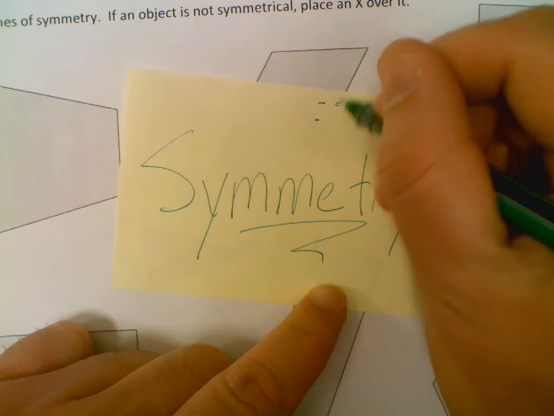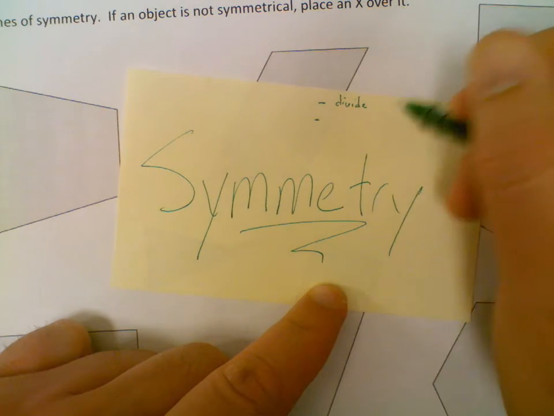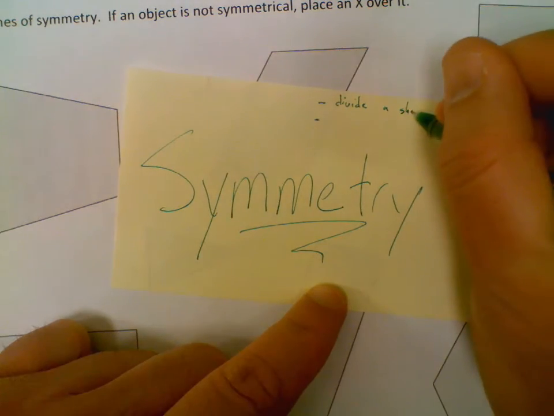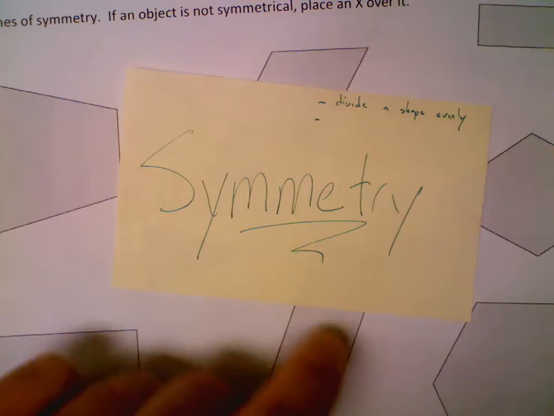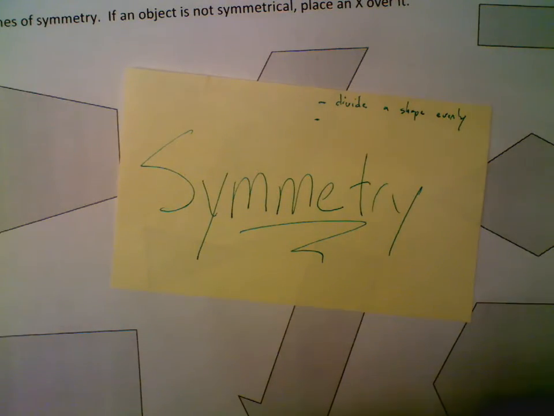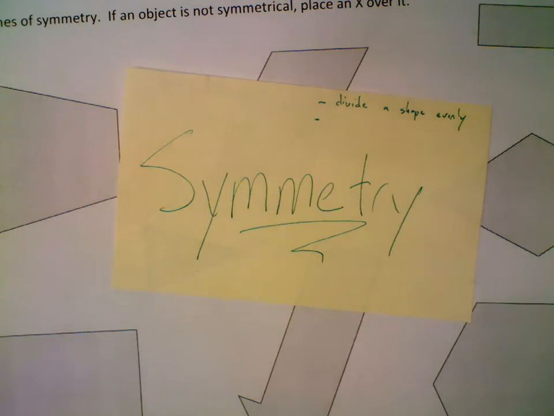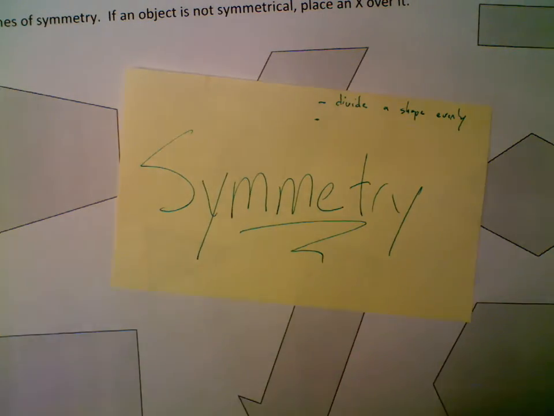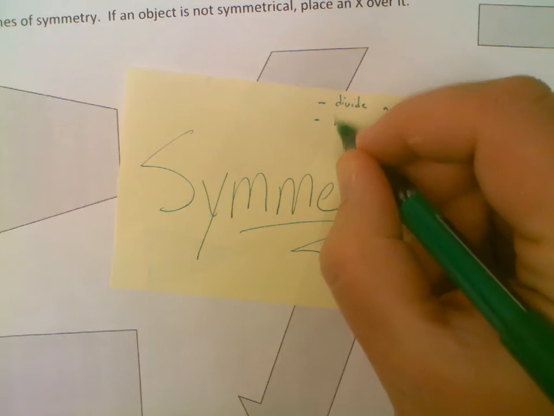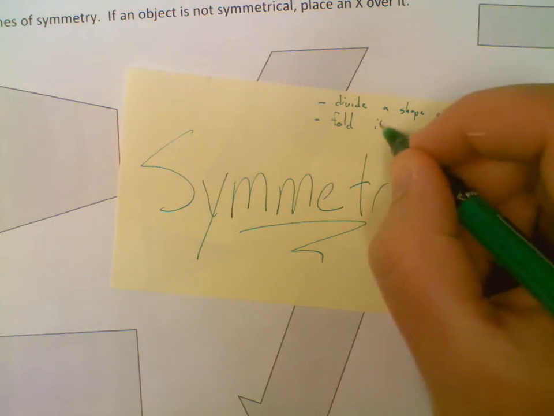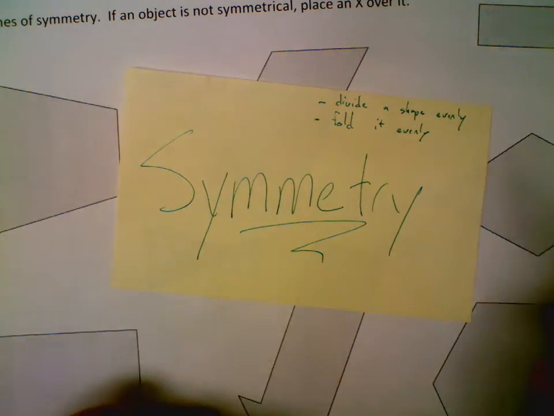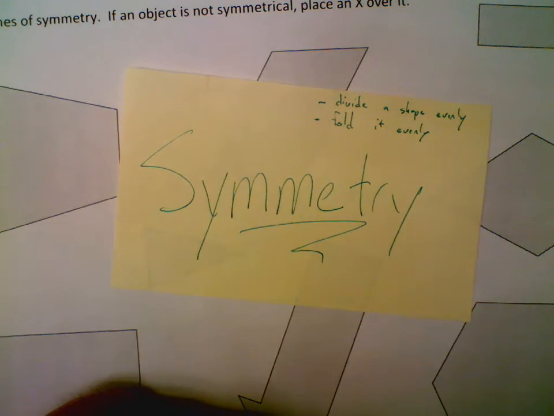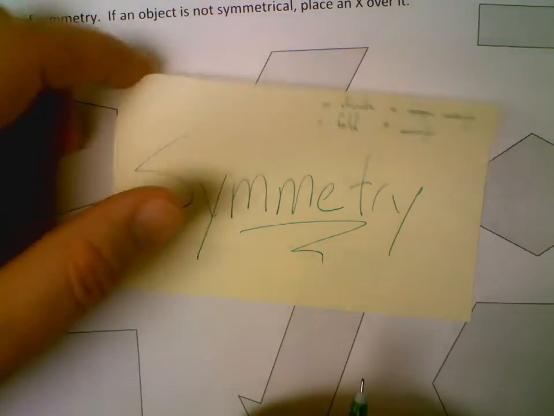You divide a shape evenly. So you could have two parts, right? After you divide it, it's congruent on both sides. And you can divide it horizontally, vertically, diagonally. There's a lot of different ways to do it sometimes. And you have to be able to fold it evenly. Because sometimes you can actually divide a shape so it's congruent on both sides, but it doesn't fold. Maybe we'll find some of those, all right?